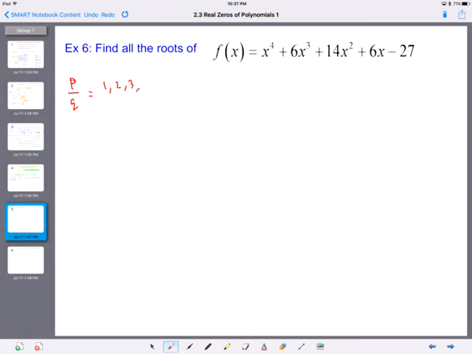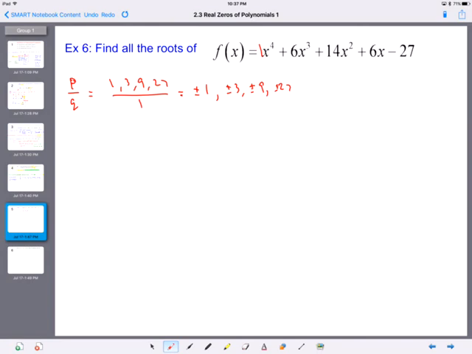1, 2, 3, 4, 5, 6, 7, 8. So it looks like we get 9. Why did I write 2? I don't know what I'm doing. Let's go back and fix all that. Let's try that again. 1, 3, 9, and 27. And then q is your leading coefficient, which is just 1. So this is actually pretty nice. You don't have a lot of possibilities. You got plus or minus 1, plus or minus 3, plus or minus 9, and plus or minus 27.